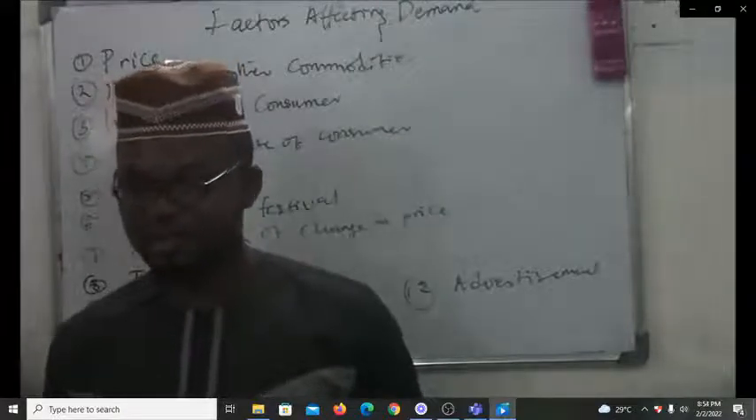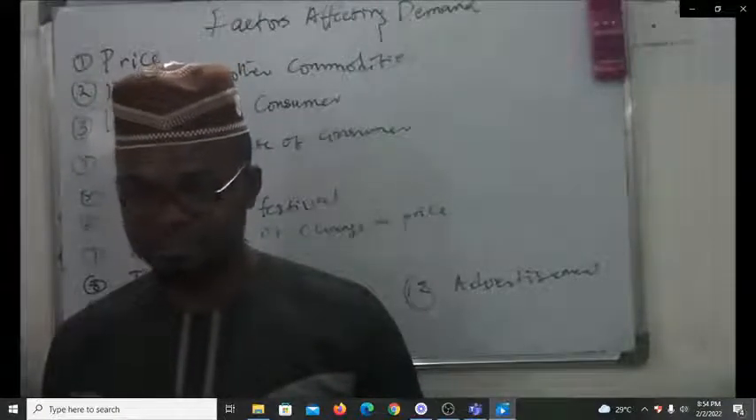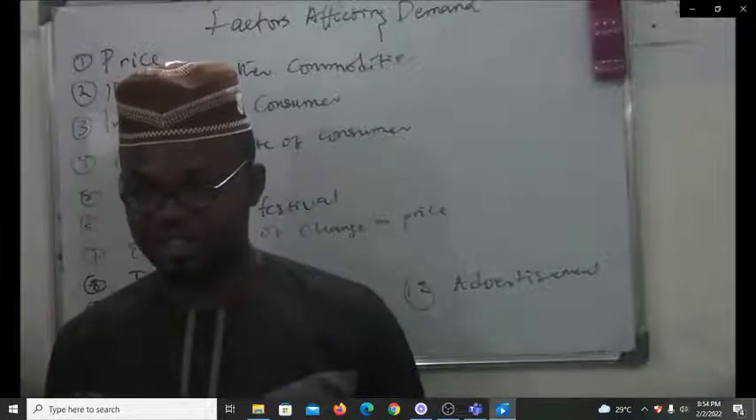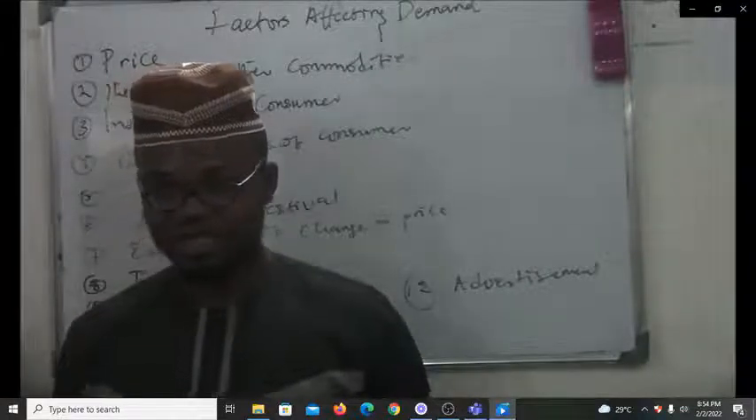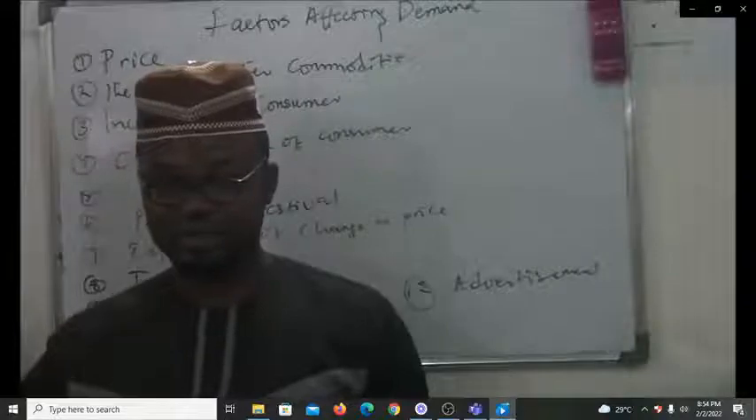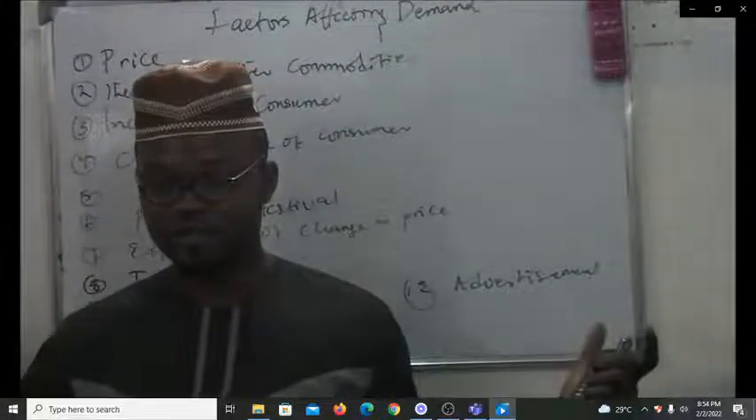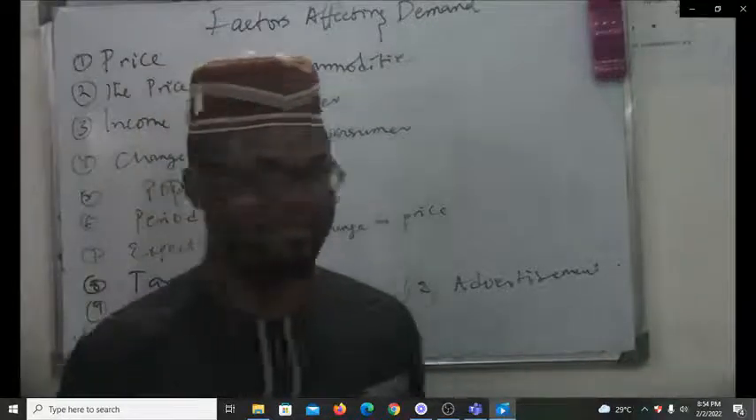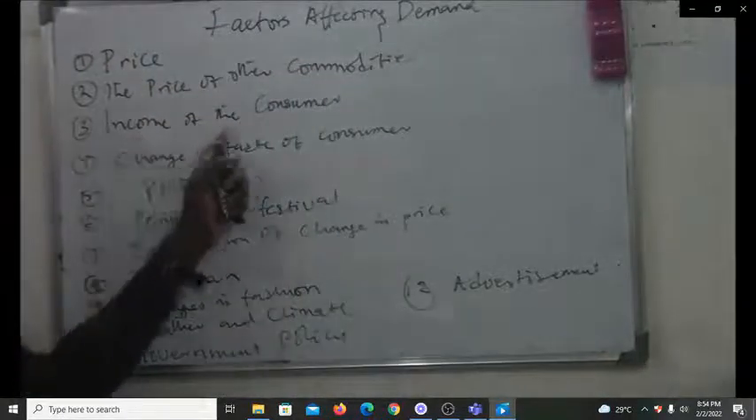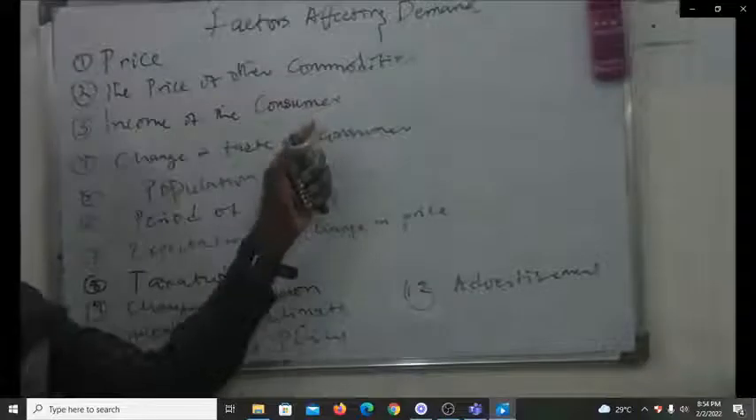You might start patronizing Mr. Biggs and all those big places, isn't it? So what happens? The demand for masa and suya does what? Whereas the demand for better food does what? Increases. So your income determines what you buy.